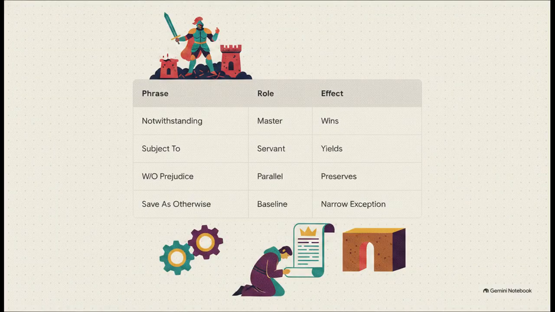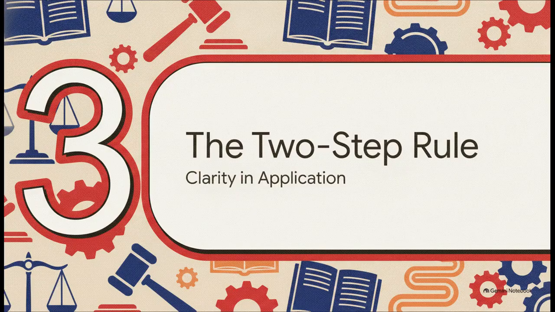If we map out the full landscape of these power phrases, it gets really interesting. We've got our master, notwithstanding, winning the battles. We have our servant, subject to, yielding to higher authority. But we also have two others in the mix. Without prejudice acts as a parallel, meaning actions taken under its clause must stay consistent with and preserve another law. They run side by side. And finally, save as otherwise acts as a general baseline that yields only to a very narrow specific exception. So just by spotting which of these 4 phrases a lawmaker chose, you immediately know the intended pecking order of that statute.